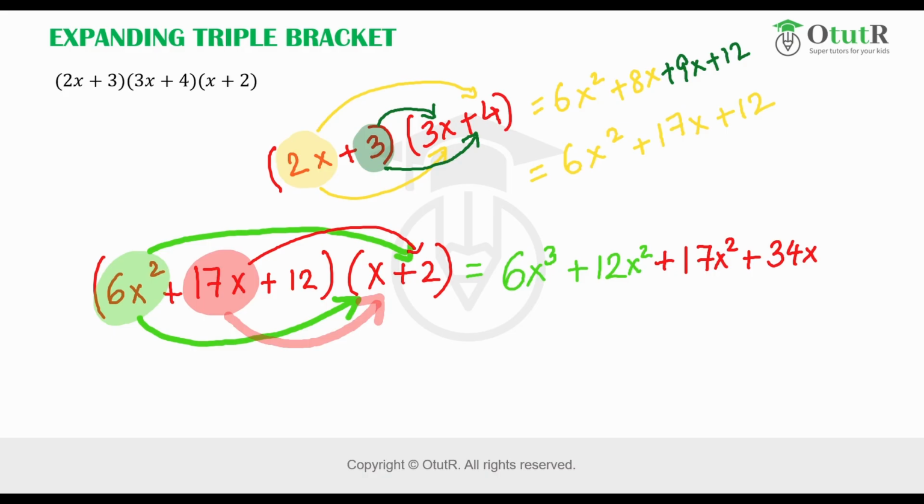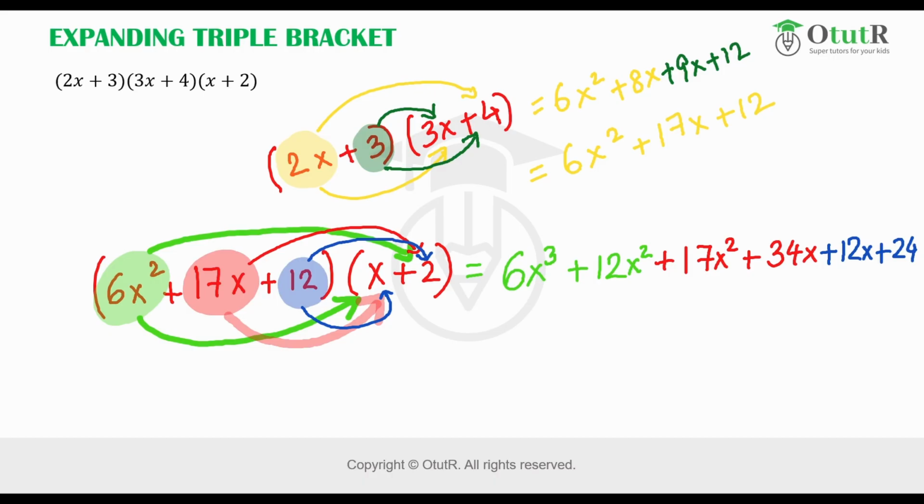So let's do 12 now. For 12, we are going to multiply again with x and again with the 2. So we are going to get 12x plus 24.